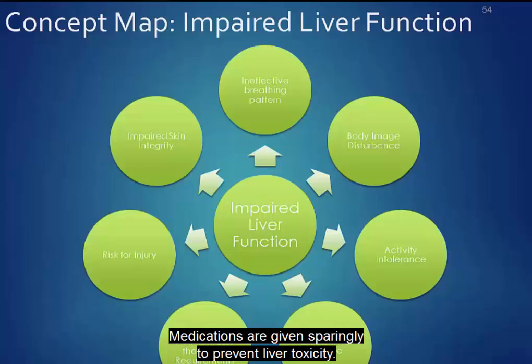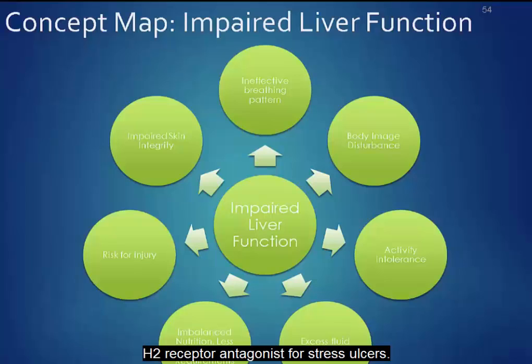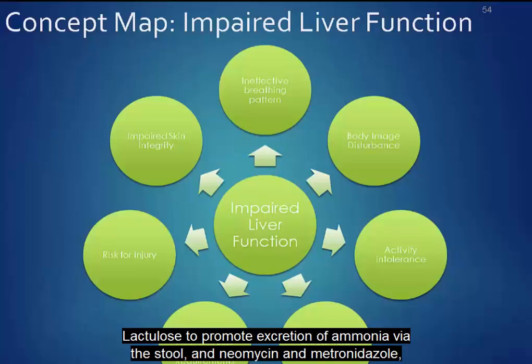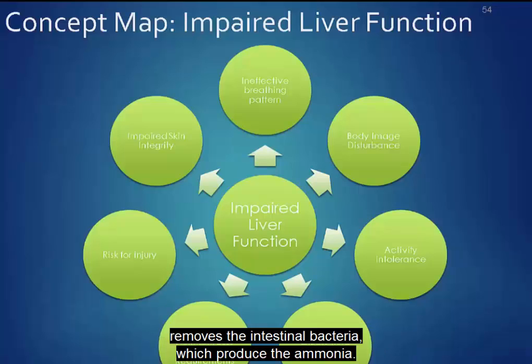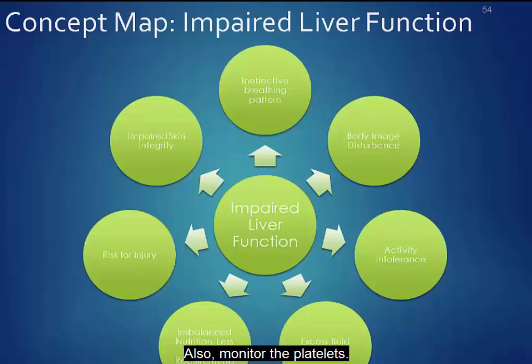Medications are given sparingly to prevent liver toxicity. Diuretics: monitor for hypokalemia and hypotension. H2 receptor antagonists for stress ulcers, lactulose to promote excretion of ammonia via the stool, and neomycin and metronidazole remove the intestinal bacteria which produce the ammonia. Also, monitor the platelets.